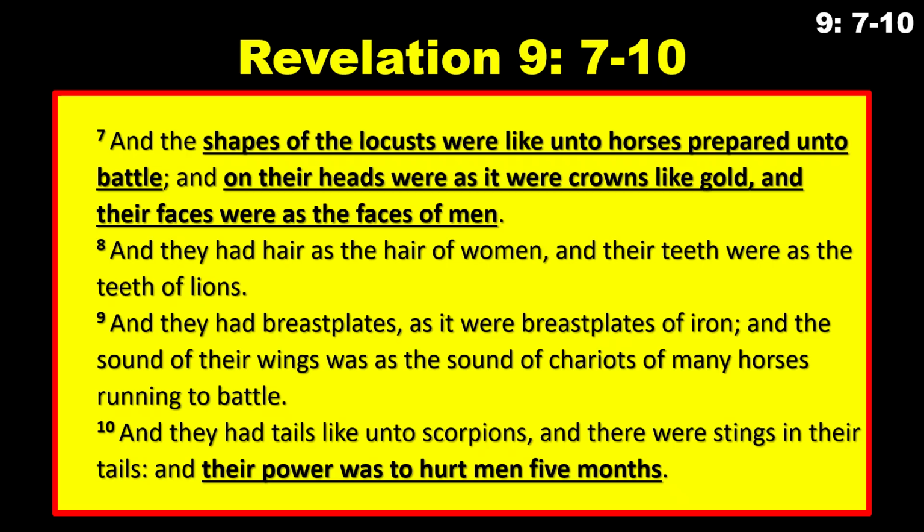Verses 7 through 10, quote, "And the shapes of the locusts were like unto horses prepared unto battle, and on their heads were as it were crowns like gold, and their faces were as the faces of men. And they had hair as the hair of women, and their teeth were as the teeth of lions. And they had breastplates, as it were breastplates of iron, and the sound of their wings was as the sound of chariots of many horses running to battle. And they had tails like unto scorpions, and there were stings in their tails, and their power was to hurt men 5 months."